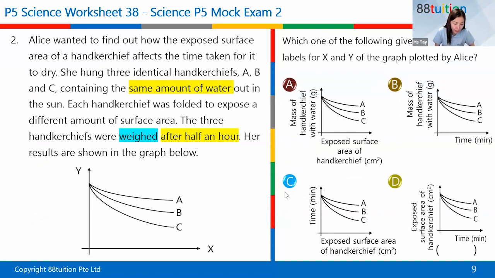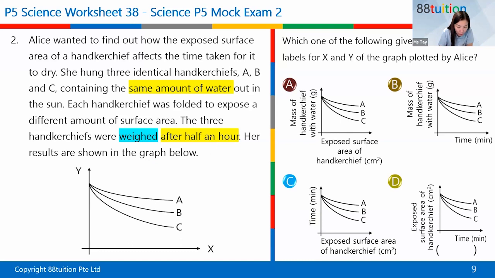Question 2 here, Alice wanted to find out how exposed surface area of a handkerchief affects the time taken for it to dry. So she hung 3 of the identical handkerchief, A, B, and C, containing the same amount of water out in the sun. Each handkerchief was folded to expose a different amount of surface area. So the 3 handkerchiefs were weighed, okay? They were weighed after half an hour. Her results are shown in the graph below.